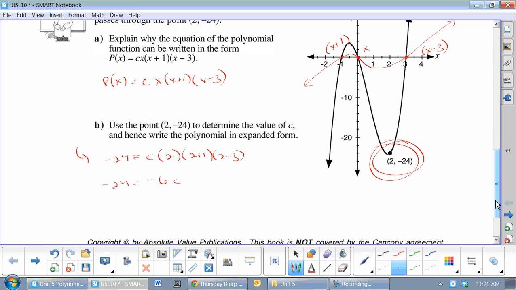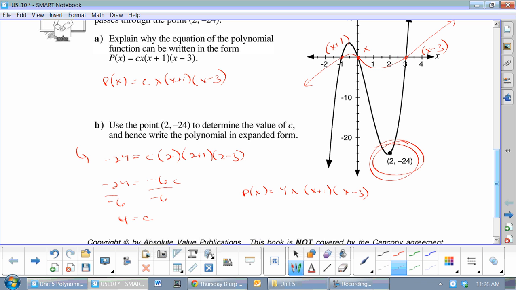Okay, now we're kind of at a grade 7 point. How do we find c? Divide by negative 6. So 4 equals c. So what is the equation in expanded form? Or, sorry, in factored form would be P of x equals 4x times x plus 1 times x minus 3.